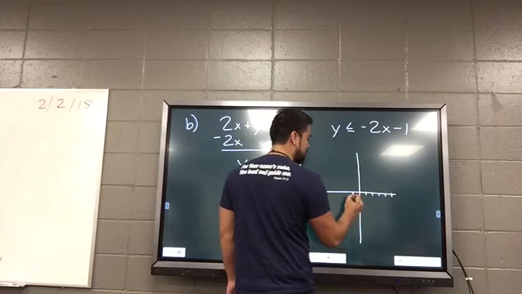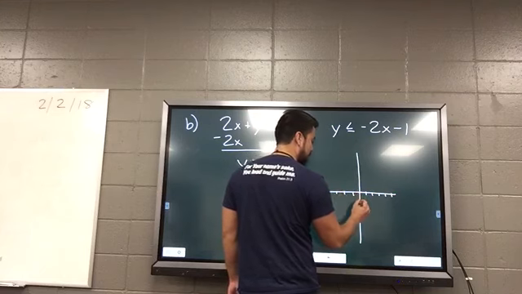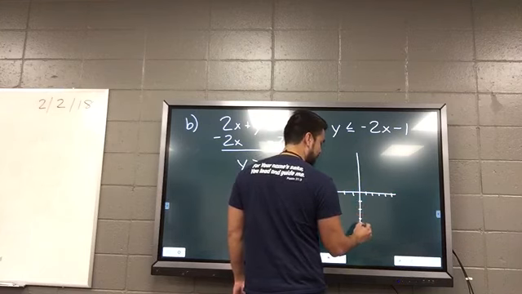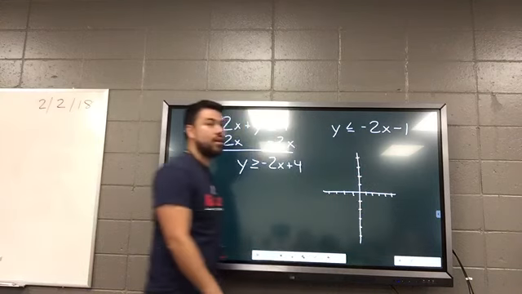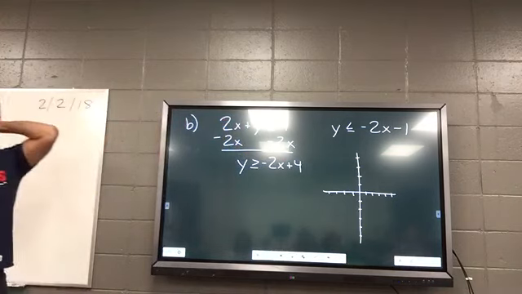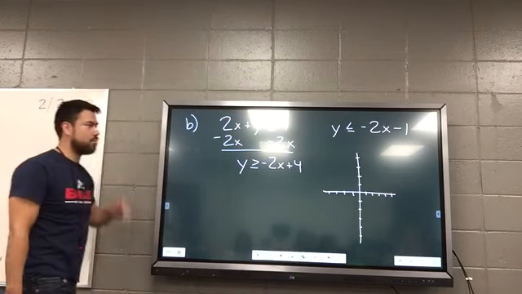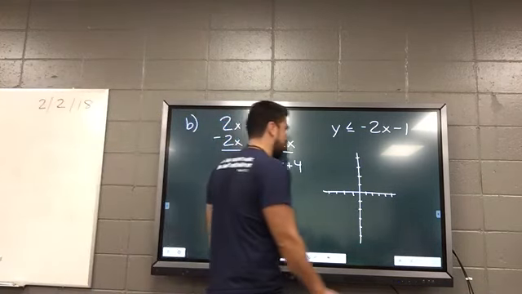Anyone notice anything about these graphs before you even graph them? They're not perfect. They have the same slope. What does that mean then? They're going to be parallel. Okay, so I hope I graph them so that they look at least partly parallel.